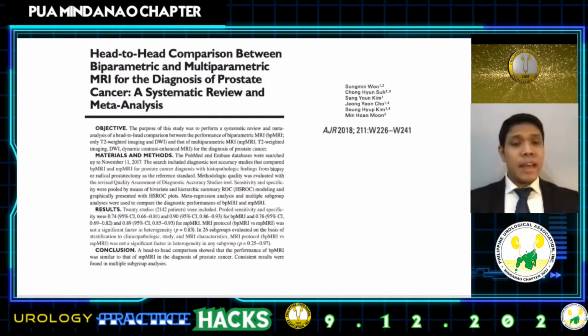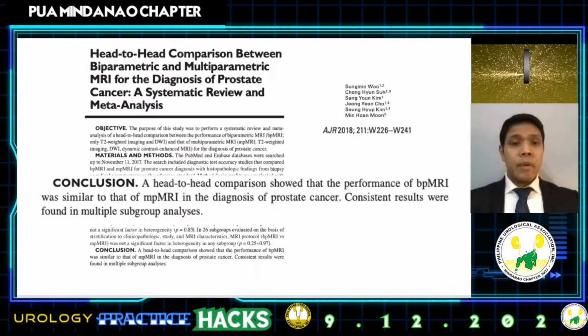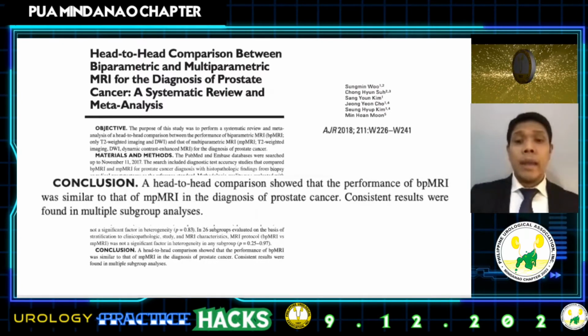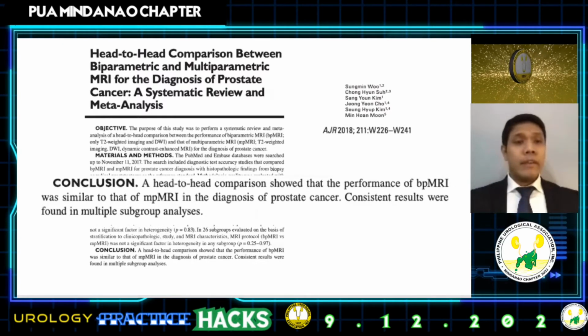Finally, there's a meta-analysis spanning 242 studies involving a total of 2,142 patients. And the conclusion was unanimous in stating that biparametric MRI and multiparametric MRI are comparable. Although pending large multicenter RCTs, current data would suggest that biparametric MRI is a reliable alternative to multiparametric MRI.